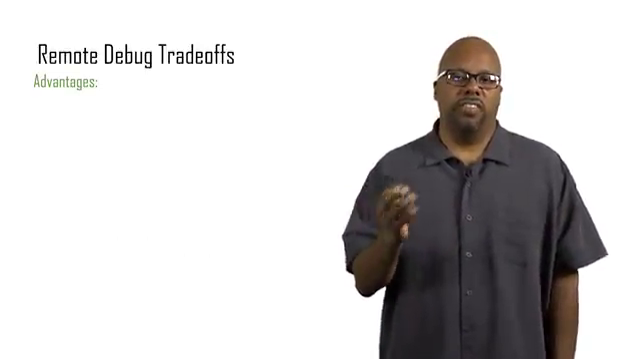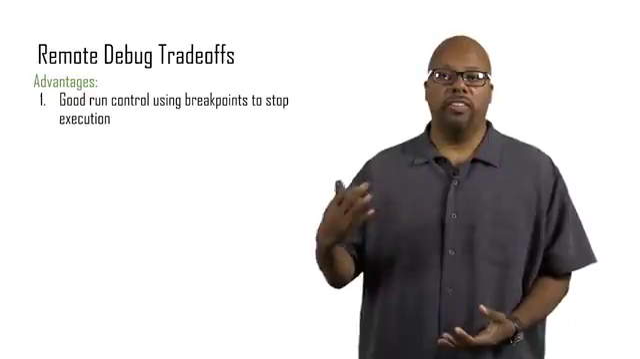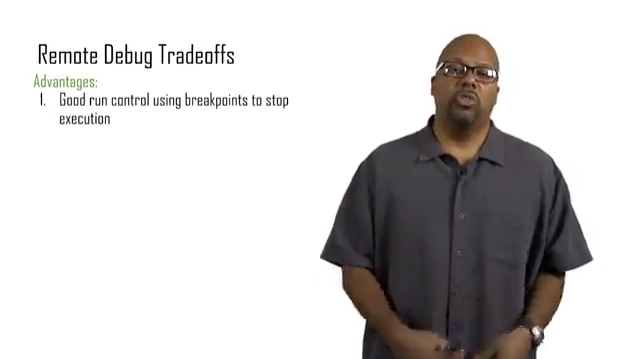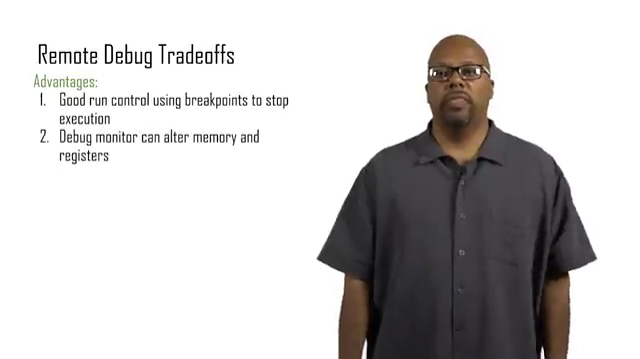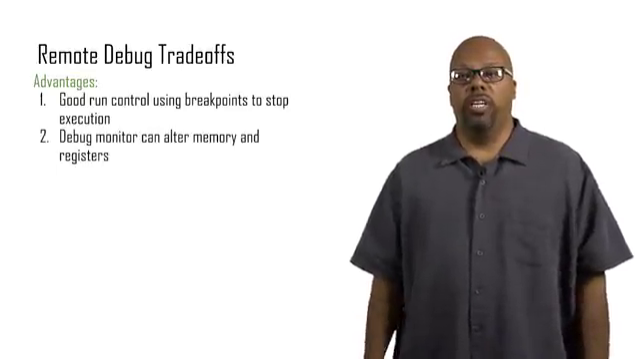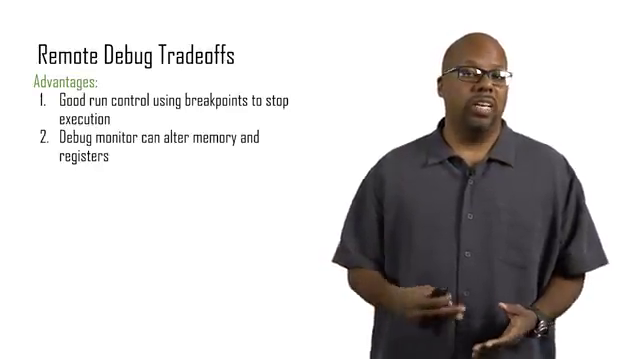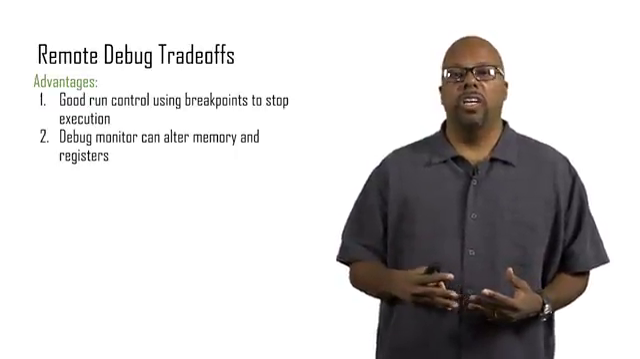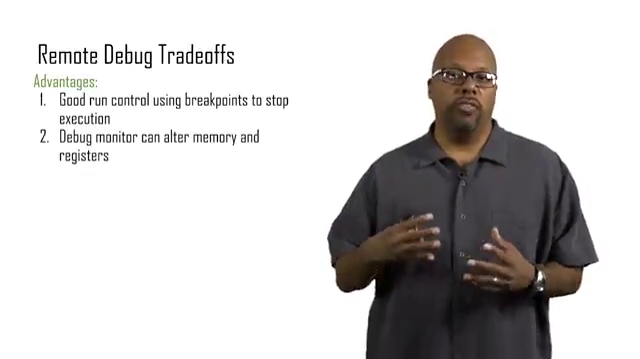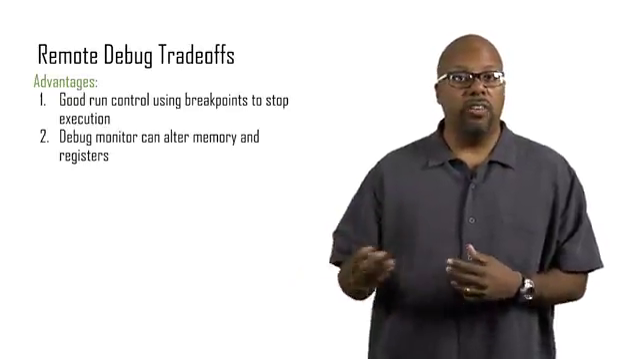So, advantages of this type of setup. You get good run control. You can set breakpoints to stop execution when you want to. You can actually force execution to stop from the host. You hit a button and it'll send a command to stop execution. So you get good run control. The monitor can alter memory and registers. The debug monitor is code that's running on the Arduino. Since it's running on the Arduino, it has direct access to the registers and the memory on the Arduino. So now, with a debug monitor, you have controllability of the registers and the memory on the Arduino, and also you can read them. You have observability of those too.